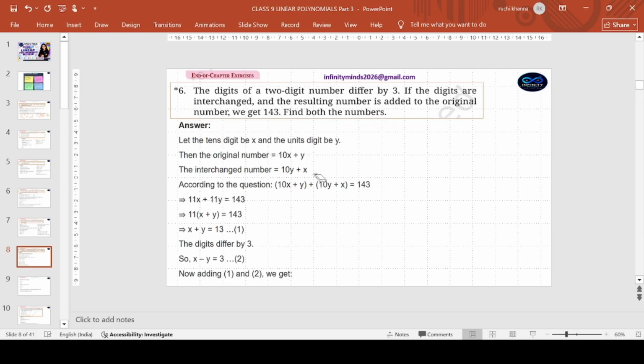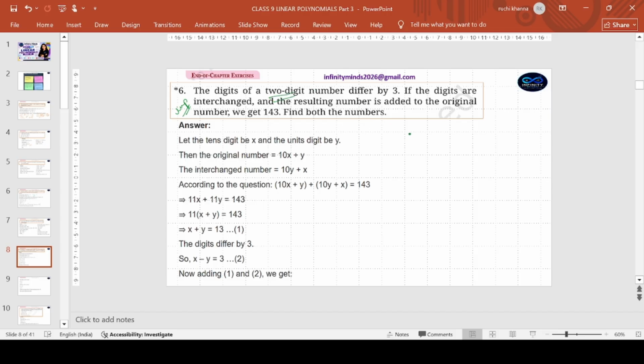This is another one I was talking about, picked up from the class 8 textbook, but now put in class 9. The digits of a two-digit number differ by 3. Let me just read it out. It is an important question, slightly tricky also. If the digits are interchanged and the resulting number is added to the original number, we get 143. Find the numbers. Let us start understanding.